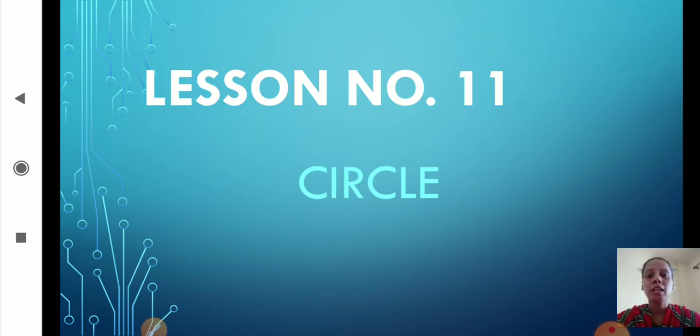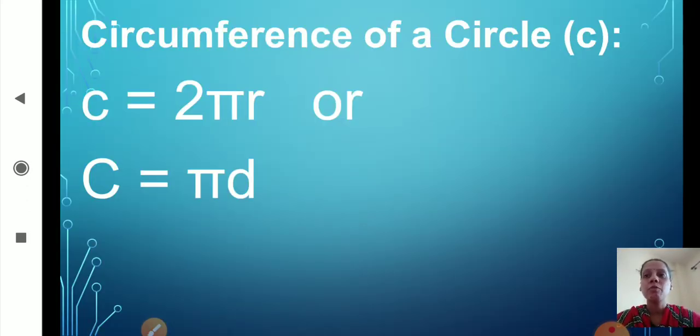Before that, once again we will revise the formulas. The first formula is to find out circumference. What is the formula to find out the circumference of a circle? Circumference means the perimeter of a circle. As you can see here, I have written two formulas: C is equal to 2 pi r or C is equal to pi d.